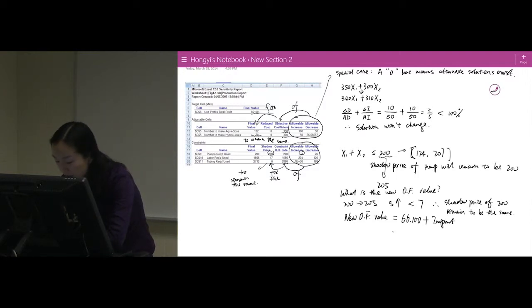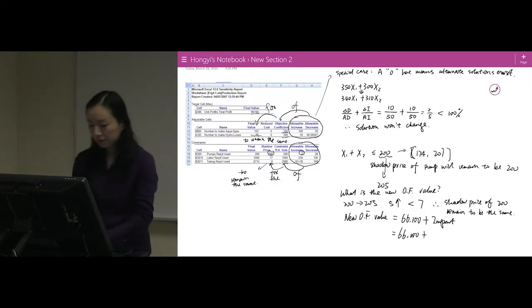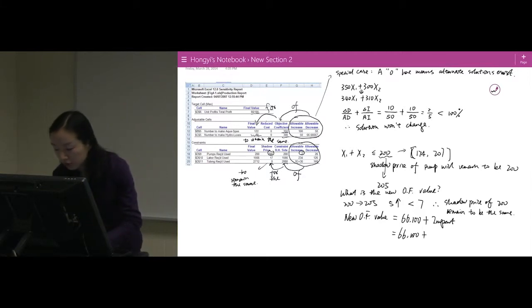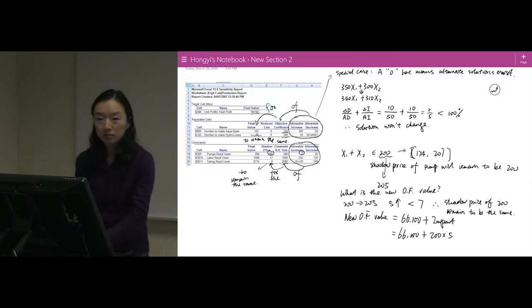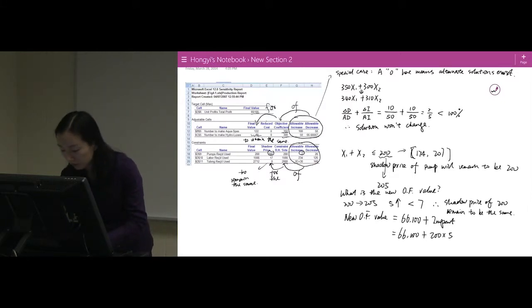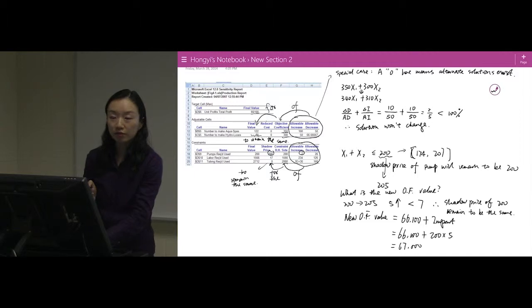And this impact is, for each unit of increase, the impact is 200. Now we have 5 units of increase. So that should be 200 times this 5 here, which gives us 1,000. So that's the new objective function value.